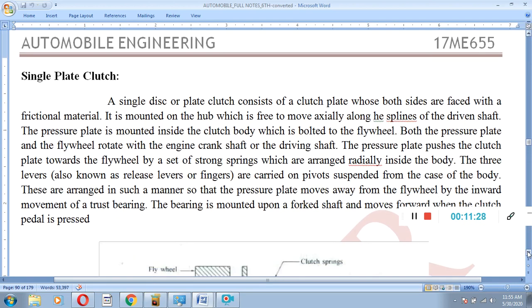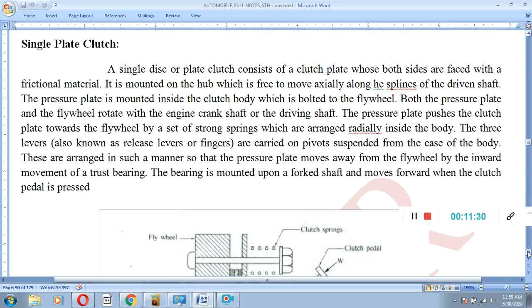Okay, so now construction. The single disc or plate clutch consists of a clutch plate whose both sides are faced with a frictional material. It is mounted on the hub, which is free to move axially along the splines of the driven shaft. The pressure plate is mounted inside the clutch body, which is bolted to the flywheel. Both the pressure plate and the flywheel rotate with the engine crankshaft.